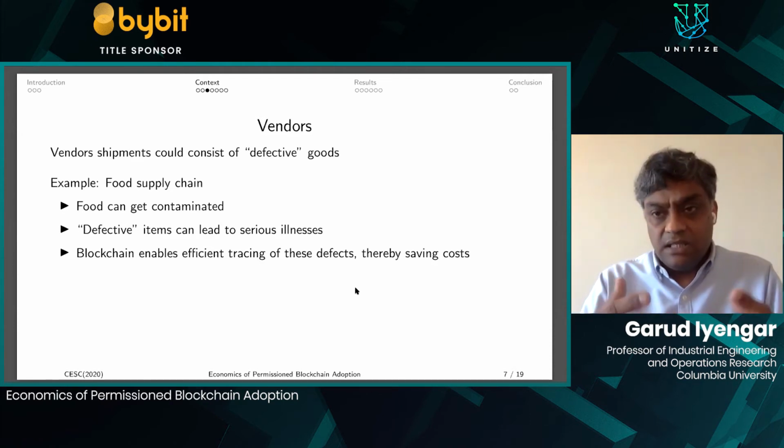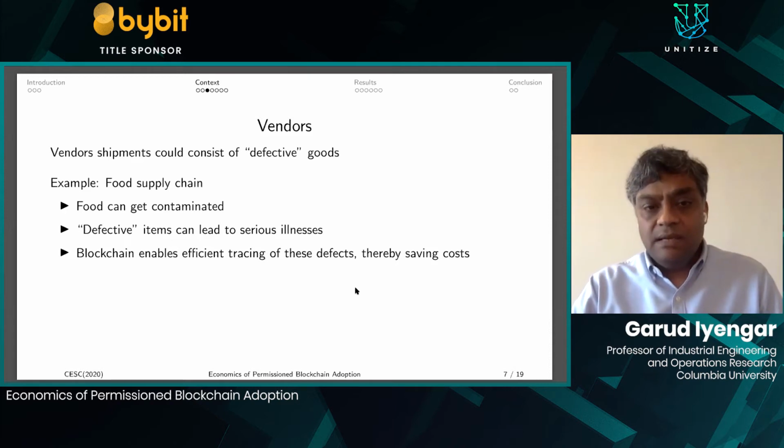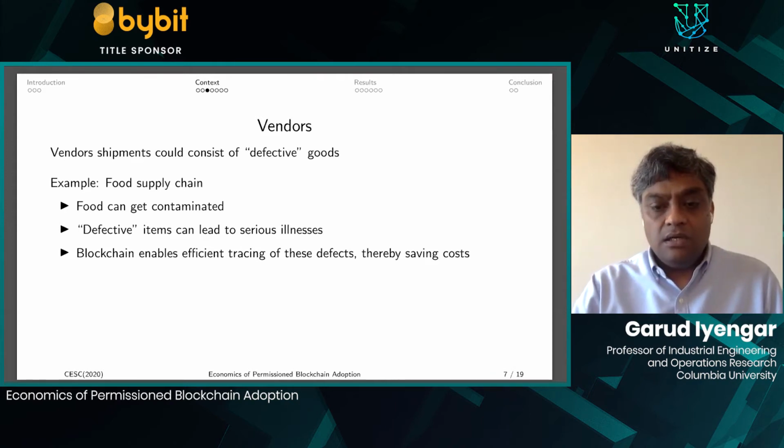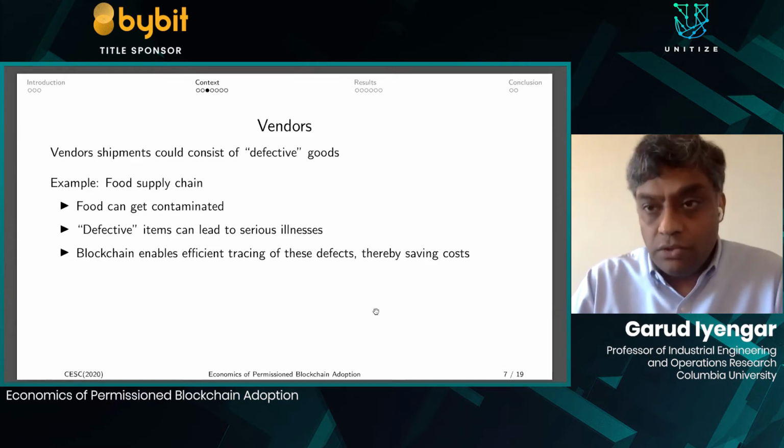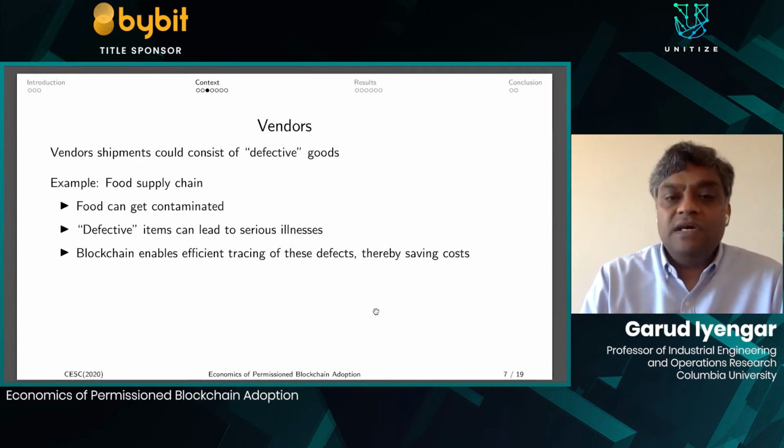This is the kind of motivation that I want you to keep in mind: vendors sometimes produce defective goods. When the defective goods are not recalled in time, you end up getting serious reputational costs, and manufacturers want to avoid this cost. And one way to do that is to get information about the defective goods early.